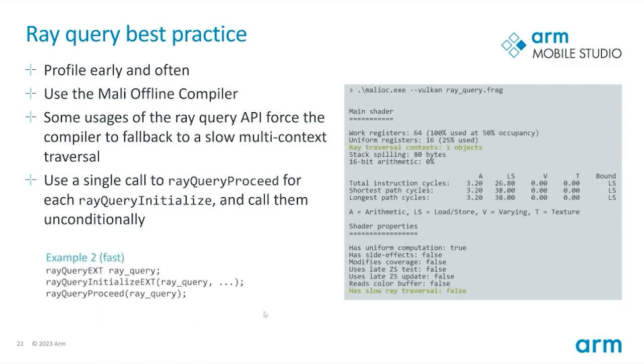In contrast, if you manage to implement the ray query so that you only have one proceed for every initialize, then the offline compiler report will show you something like this, that the traversal is likely to be faster.